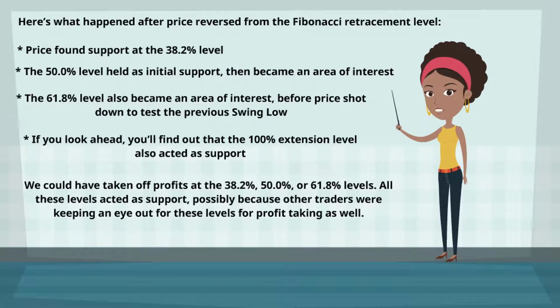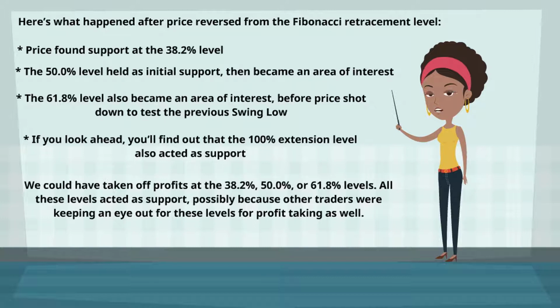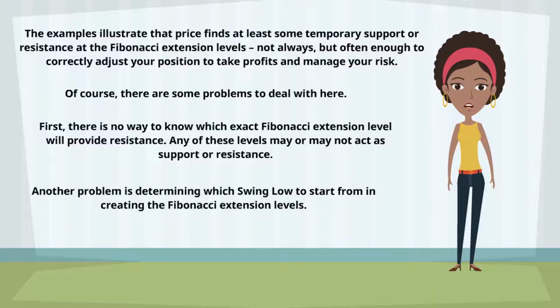If you look ahead, you'll find out that the 100% extension level also acted as support. We could have taken off profits at the 38.2%, 50.0%, or 61.8% levels. All these levels acted as support, possibly because other traders were keeping an eye out for these levels for profit taking as well. The examples illustrate that price finds at least some temporary support or resistance at the Fibonacci extension levels, not always, but often enough to correctly adjust your position to take profits and manage your risk.